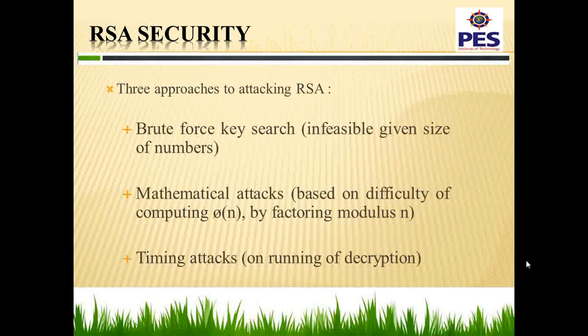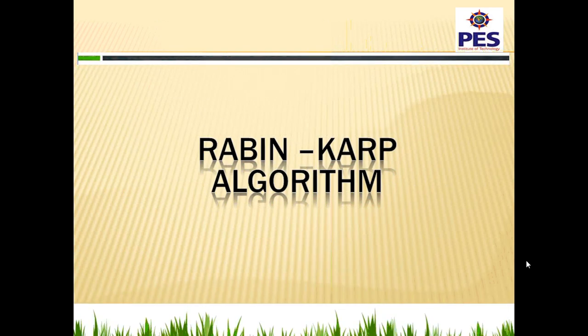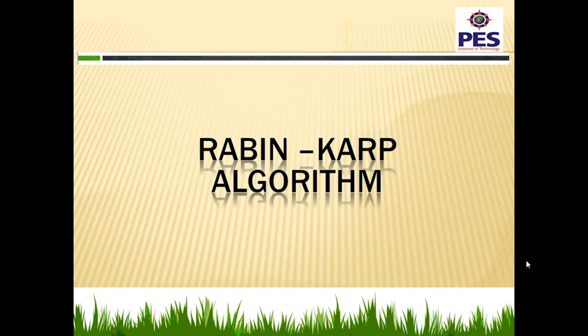How is the RSA algorithm going to be attacked? Brute force key search is infeasible given the size of the numbers. Mathematical attack is based on the difficulty of computing phi of n, because if we take large numbers multiplied to get the result of p and q, it is going to be a large number, so that we don't have enough memory to store all the information. Timing attack is because of running the decryption key. This is how all the things are going to work.